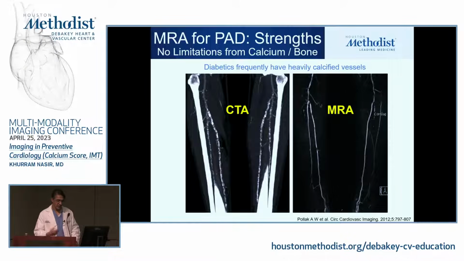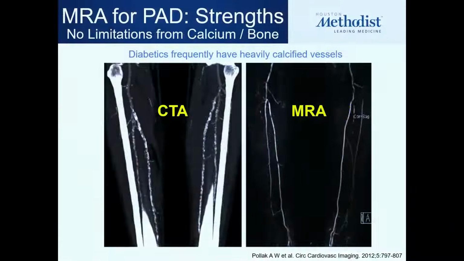So here's a great example of a strength of MRI and a limitation of CT. This is a patient who's a diabetic. We know they frequently have heavily calcified vessels. You got the CT, and if you were the interpreter, you're going to have a bad day. Because nobody likes to give a report that, oh, I couldn't see this, and I couldn't see that, and I couldn't see this, and I recommend another test, right?